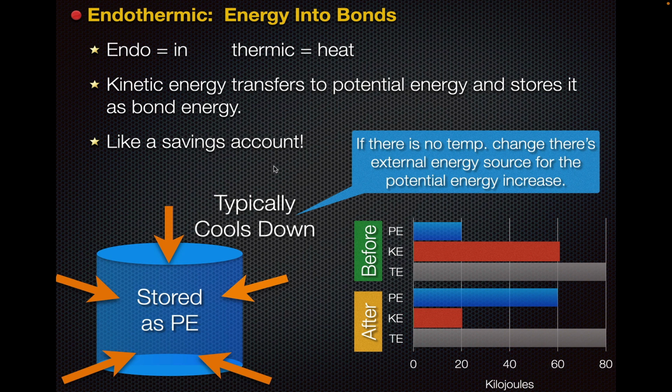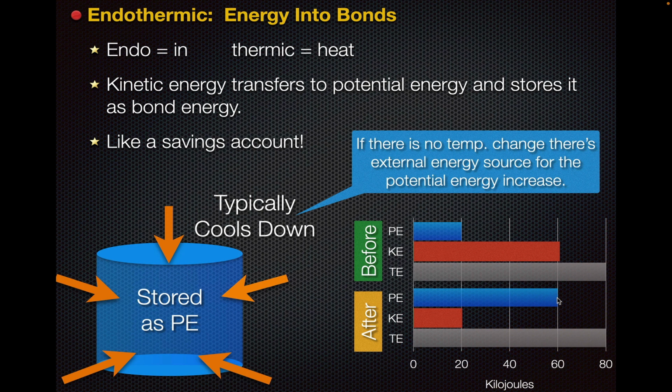So typically what we see happen is that during that process, energy gets stored as potential energy, so they get it from kinetic. So it typically cools down, okay? This graph over here is kind of helpful for that, where before the reaction, you have a certain amount of kinetic energy, a certain amount of potential energy, and a total kinetic energy. And then after the reaction, the kinetic energy decreases, so it gets colder, and then we stored more energy as potential energy in that process, okay?